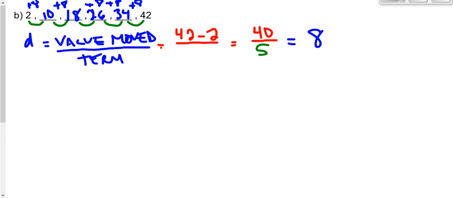So we found all the missing terms in the middle. All we have to do is figure out the value moved and then the number of terms it took me to get there, which was the number 5. And divide those, and we're done.